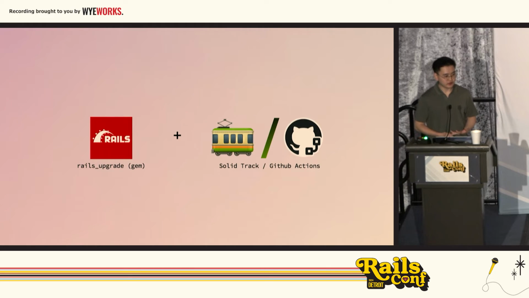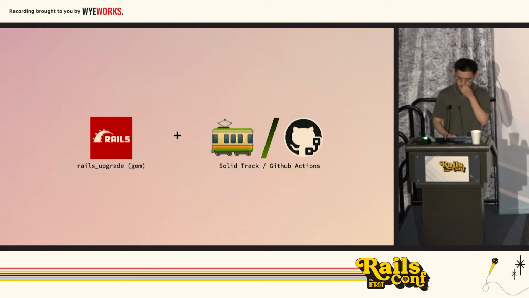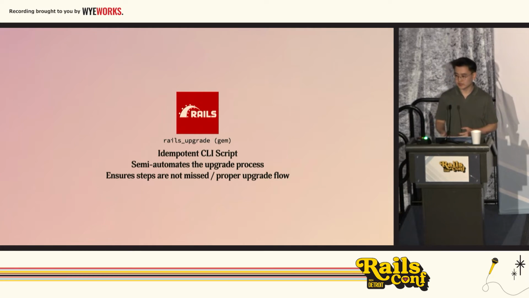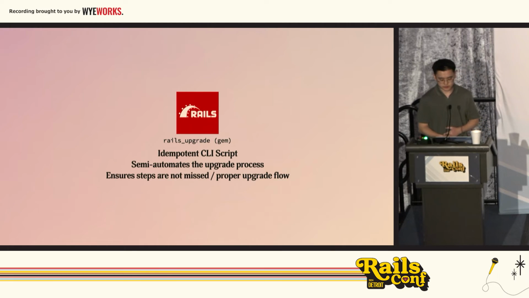The tooling that we landed on to simplify and automate the upgrade process is a gem called Rails Upgrade and a web app called SolidTrack. The Rails Upgrade gem we developed is a command line script designed to semi-automate the Rails upgrade process. When run on a Rails app, the script will determine the state of your application and execute the appropriate upgrade steps accordingly. This script is designed to be idempotent, meaning it can run on a Rails app in any state.